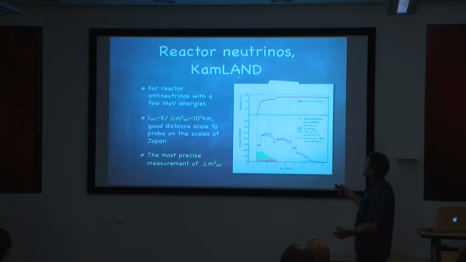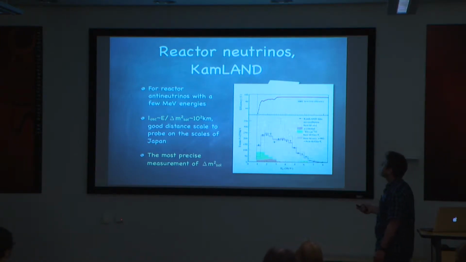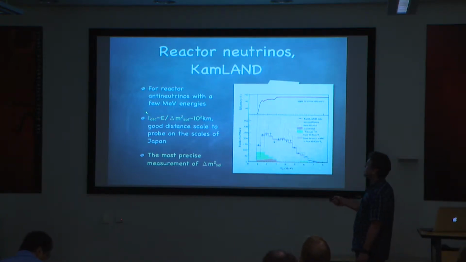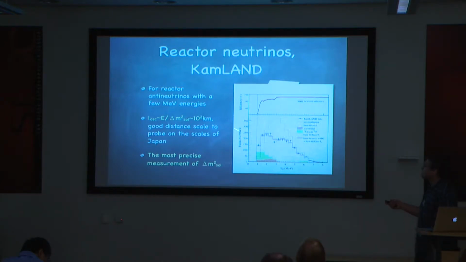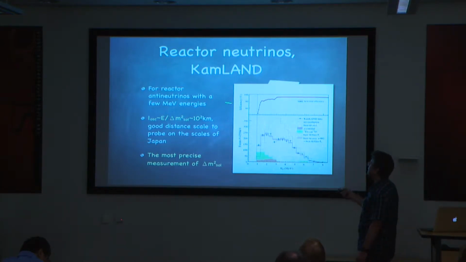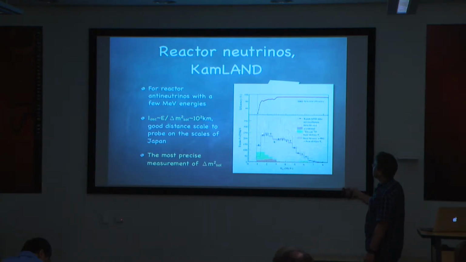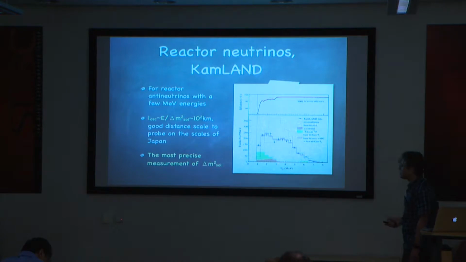Now, skipping a decade, for reactors with a few MeV energy, for reactor antineutrinos, you can again do this exercise and you find that this distance scale is about 10 to the 2 kilometers, which is a good distance to study on the scale of Japan, which is where the KamLAND reactor ran, and it has the most precise measurement of delta m squared. So you have the unoscillated spectrum, and then you have this measured spectrum, and this measured spectrum is clearly showing energy-dependent suppression, which is consistent with neutrinos oscillating.